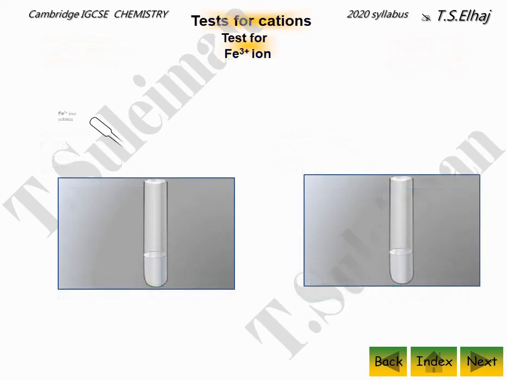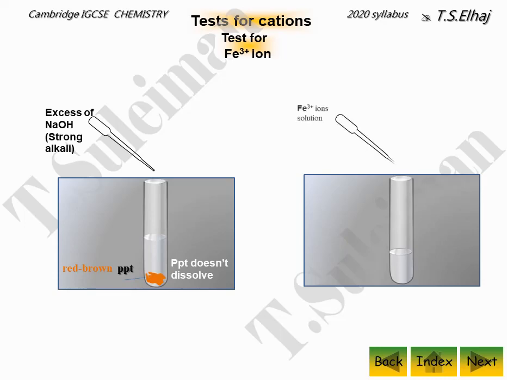For iron 3 ions now, we do the same. 2 cm³. Then we add drops of NaOH and observe red-brown precipitate formed with iron 3 ions and drops of NaOH. We add more NaOH excess, precipitate doesn't dissolve.